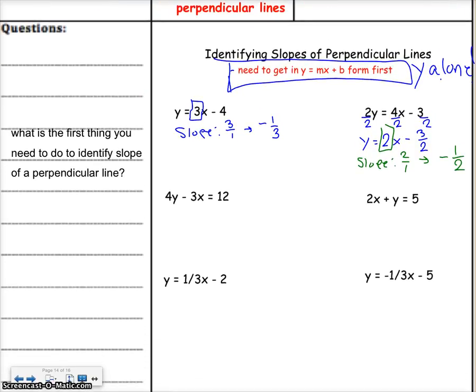Okay? The next one, get y alone plus 3x. And then I have 4y equals 3x plus 12. Divide through by that coefficient. This is a y, oopsies, that's a y. So then I get y equals 3 over 4x plus 3. I'm just not showing my division there, but that's absolutely what I did.